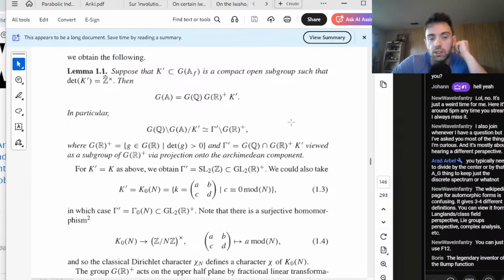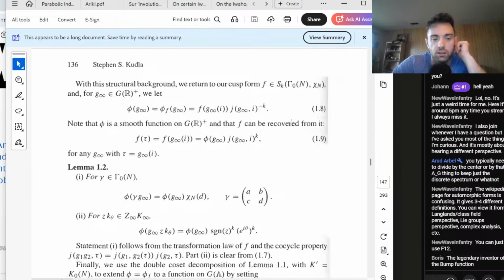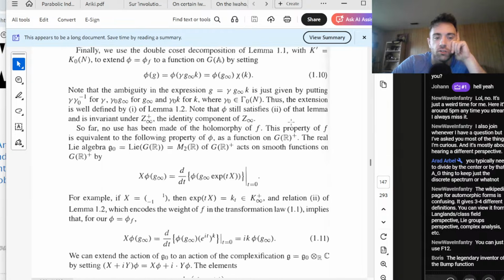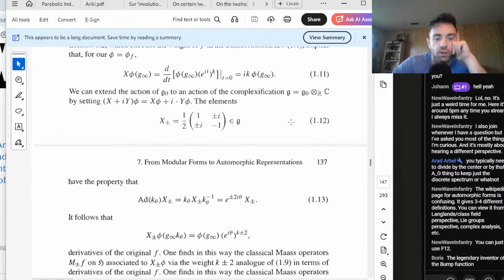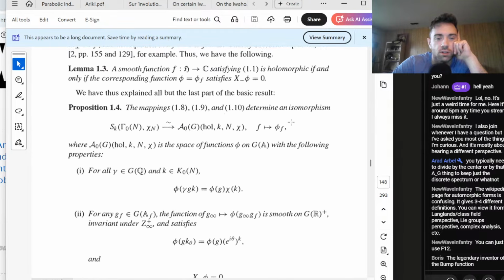But for me, I think the definition that makes the most sense is the adelic one, because that encompasses basically all of them, right? So for me, that is the definition.